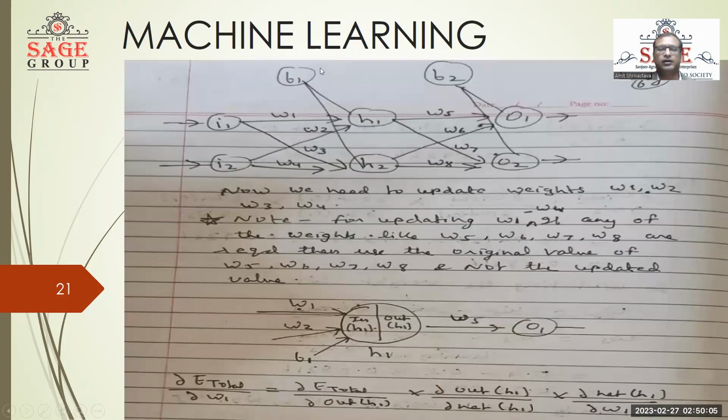So now let's look at the diagram. W5, W6, W7 and W8 we can update in a similar manner. Now we need to update the weights W1, W2, W3 and W4. So let us see how we can update the weight W1, and once we update the weight W1, then we can similarly update the weights W2, W3 and W4.